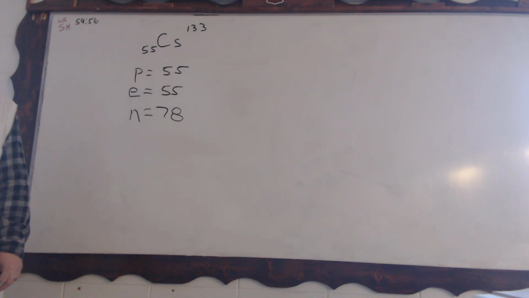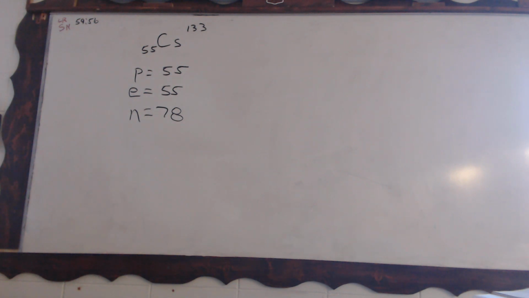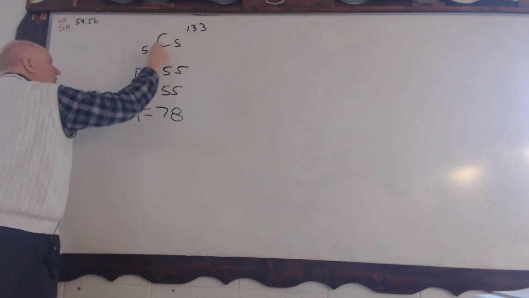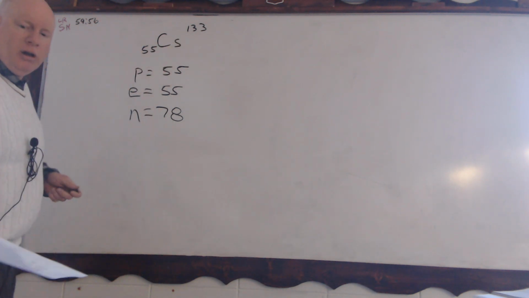Why would it be 55? Because it's neutral. Well, true. But it has 55 positive charges, and it's got 55 negative charges. So when you say neutral, that adds up to 0. And then, of course, this is just from subtracting each other.